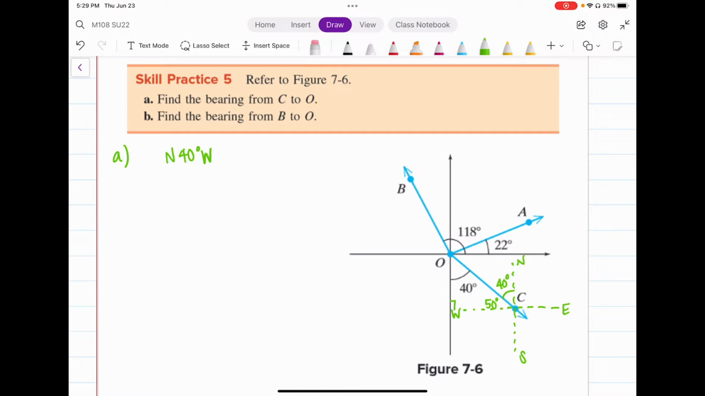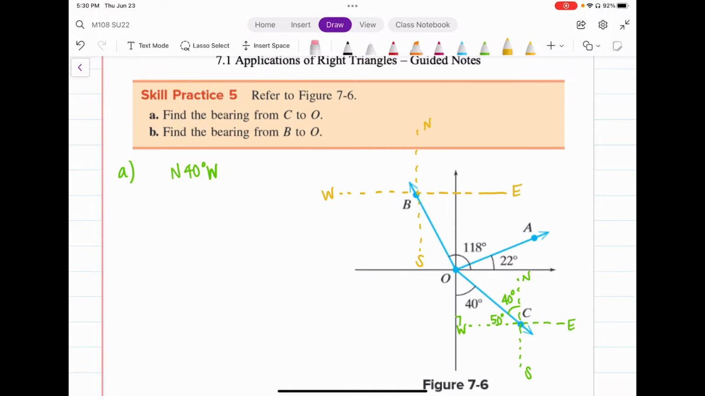What about from B to O? Let's draw another coordinate system. From O to B, we don't have an acute angle. We have 118 degrees. We need to cut out the 90 degrees of the first quadrant so that we are left with the 28 degrees here. That means that from the north line to the ray OB, that's 28 degrees.